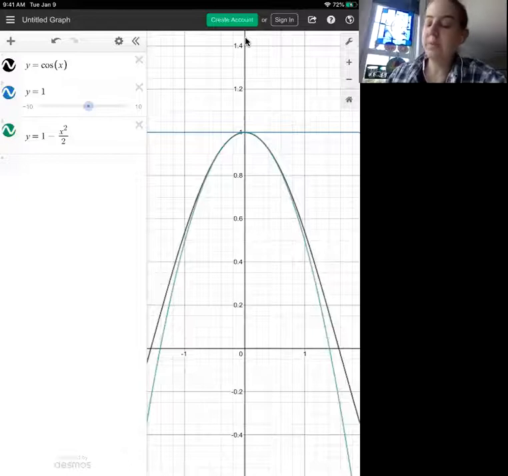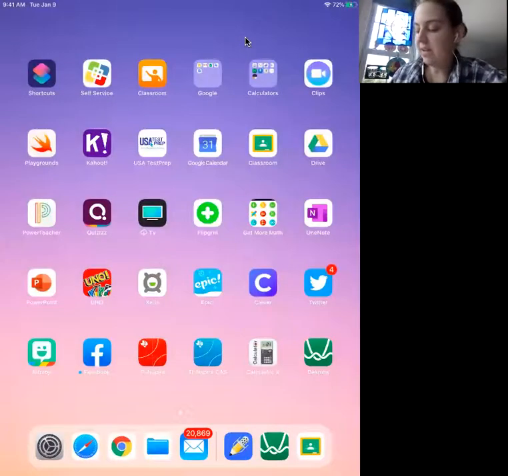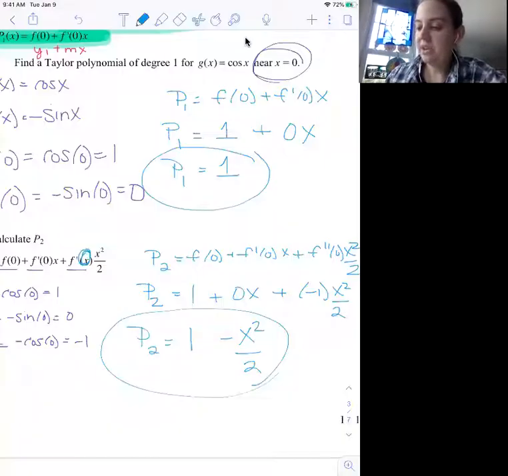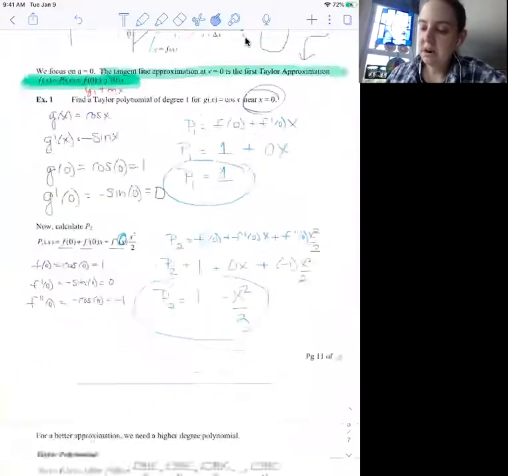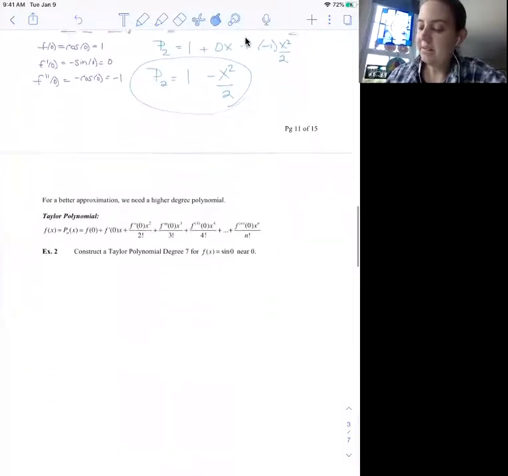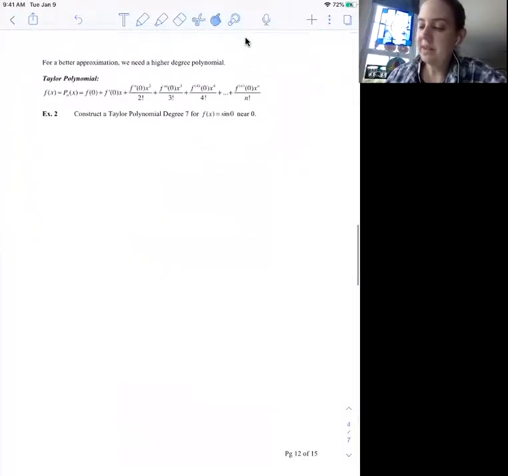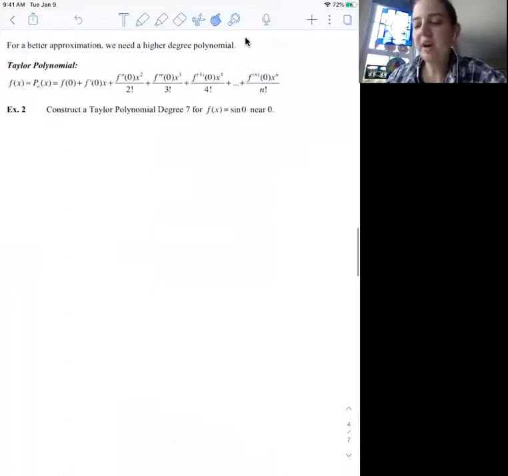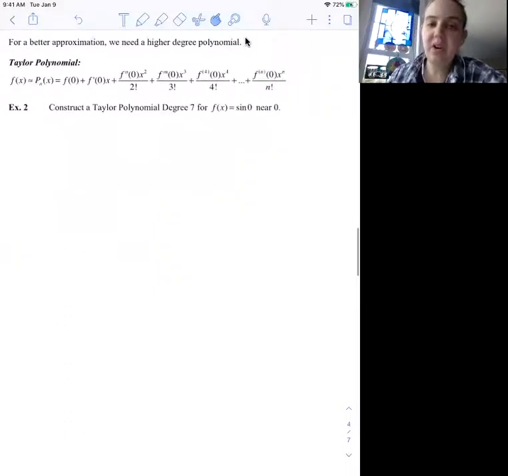That's what we're looking for, those Taylor polynomials. We are looking to approximate another function. So great job. So where are all these crazy formulas coming from? Here they are, my friends, my Taylor polynomials. This is the next page. For a better approximation, you need a higher degree polynomial. This is the formula. It looks overwhelming at first, but it's really, really not. It really is not too scary.